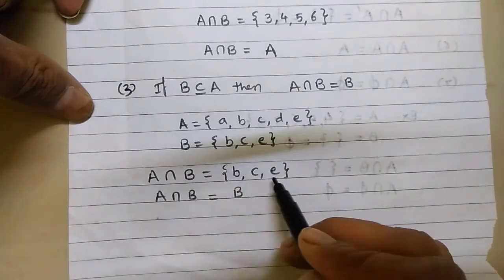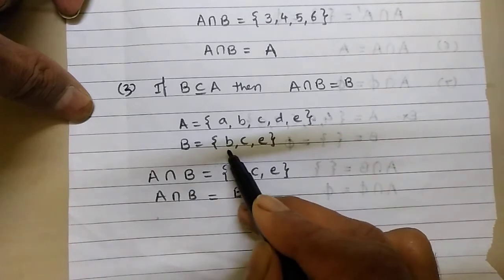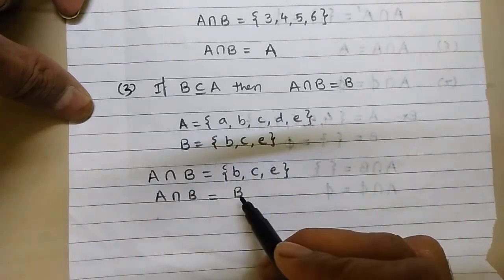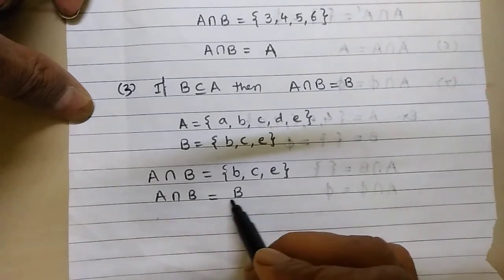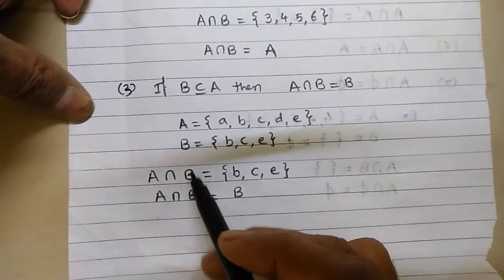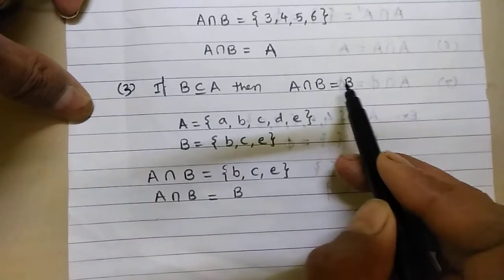Now check this. These are the elements. These are all the elements of set B. That means this set is equal to B. A intersection B is equal to B. What is the meaning of this? If B is a subset of A, then their intersection is B.